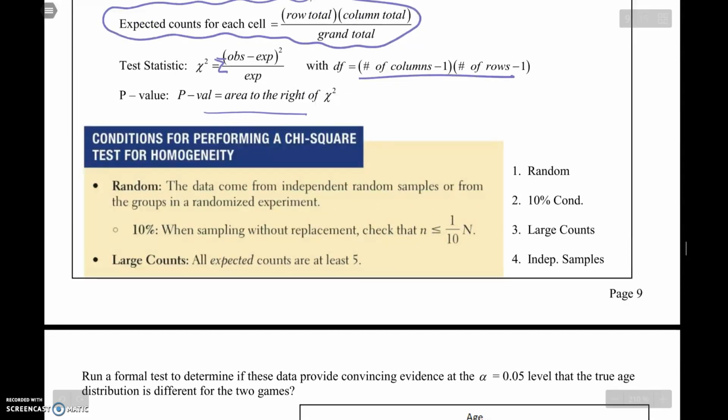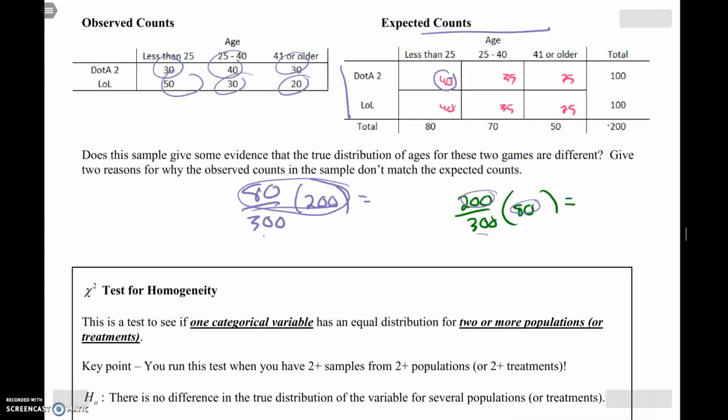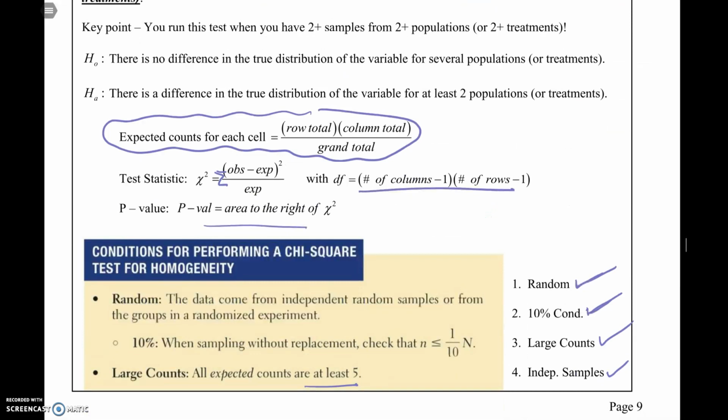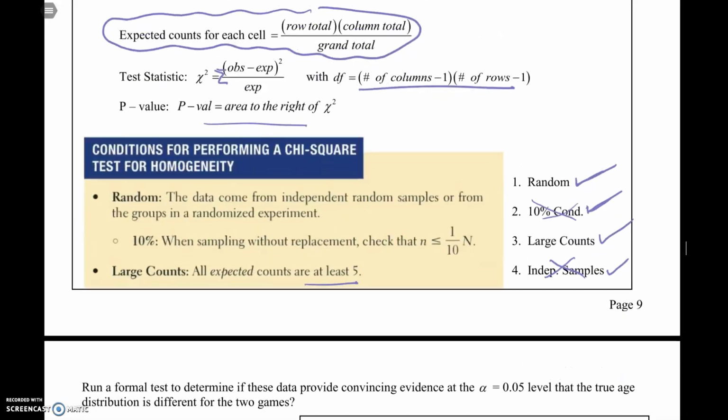Conditions for the test are kind of the same. Random, 10%. Each sample needs to be random. Each sample needs to pass a 10% condition. All expected counts need to be greater than or equal to 5, and your samples need to be independent of each other. We got 2 samples from 2 populations in this, so we've got to go back to those multiple samples conditions, okay? Unless it's an experiment. If it's an experiment, then we're going to skip those 2, right? Just like before. So a lot of the same stuff as before.